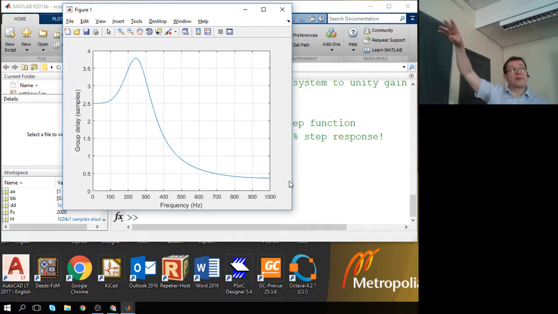I saw it already on that phase response, so there was some deviation from the linear response, but actually for linear phase response systems, you would get a constant delay, constant group delay. All right.